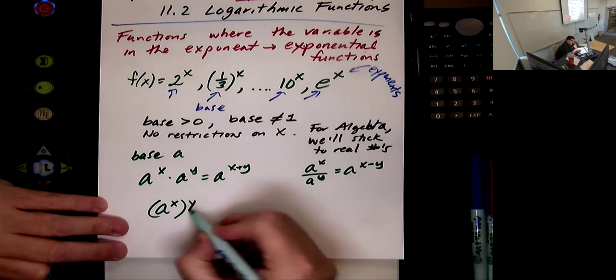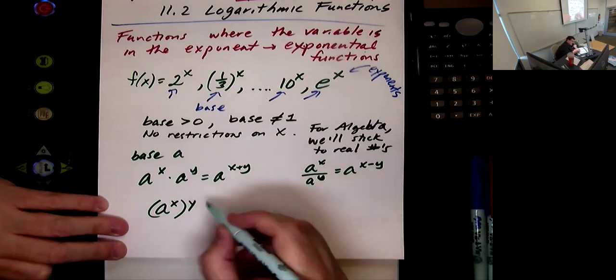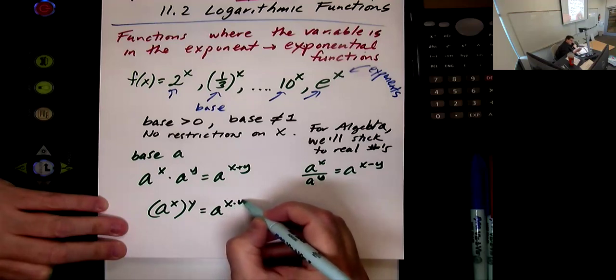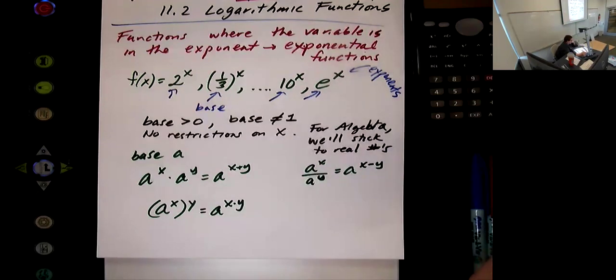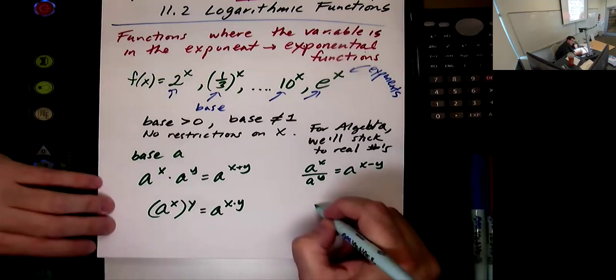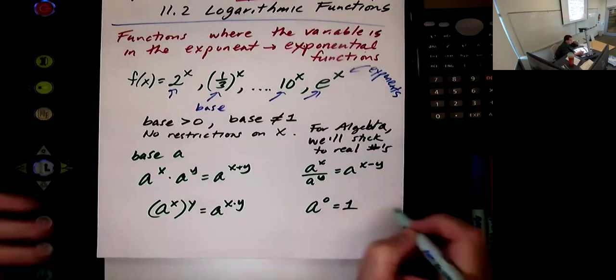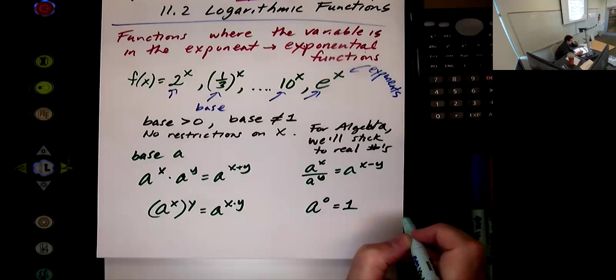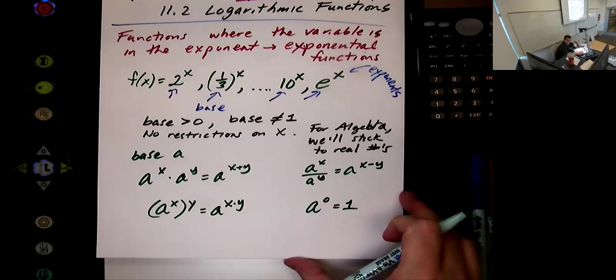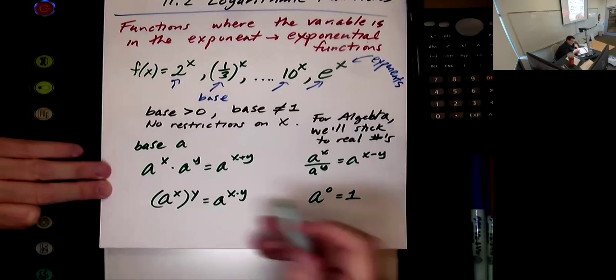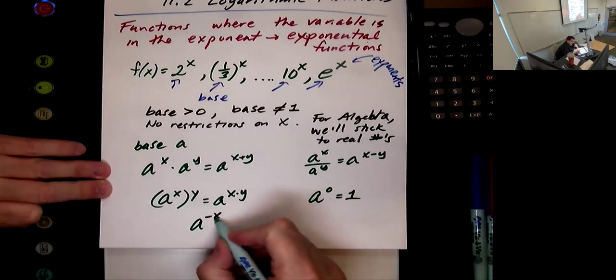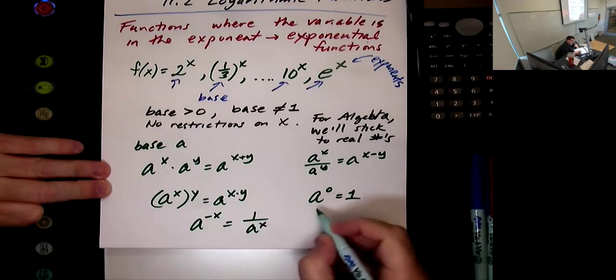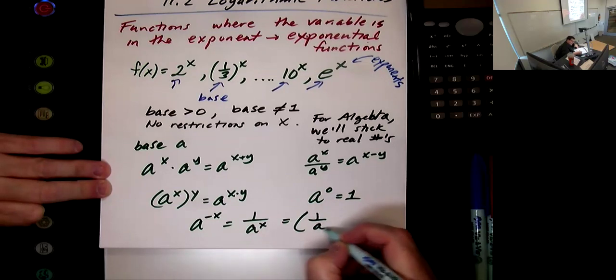Remember when we got two exponents separated by parentheses, this turns into multiplication, x times y. a to the 0 is 1. These are all rules we talked about already this semester. a to the negative x is the same as 1 over a to the x.